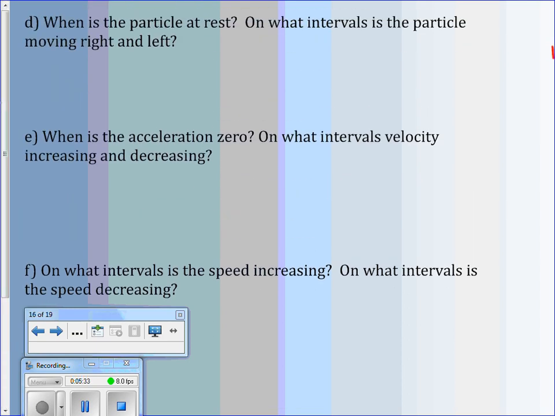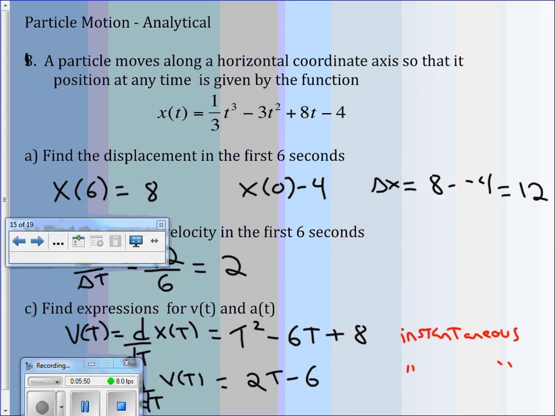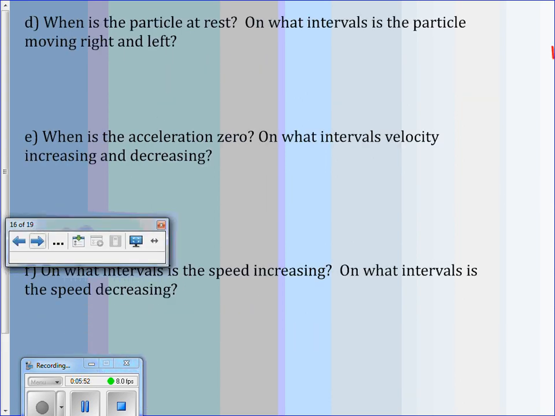No. Okay. When is the particle at rest? So when is something at rest? When the velocity is 0. So we're going to find where the velocity is 0. But we just said the velocity was t squared minus 6t plus 8. So I'm going to set the velocity equal to 0, which means t squared minus 6t plus 8 has to be 0.